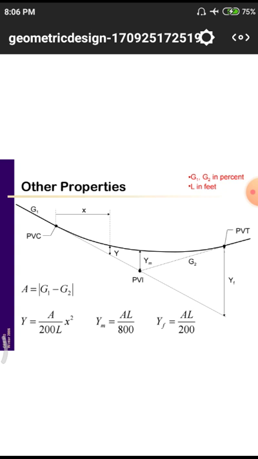Okay, this is the better example. That means G1 and G2 we are having both y equal to ax square, where a equal to G1 minus G2. That means G1 minus G2 by total we are having 200 by L into x square, and YL equal to AL by 800, YF equal to AL by 200.